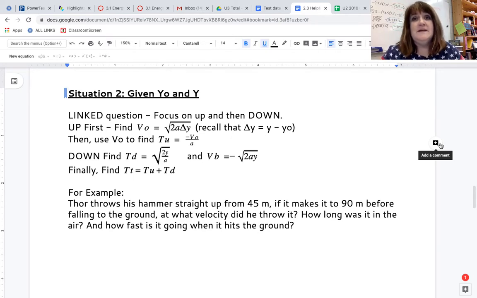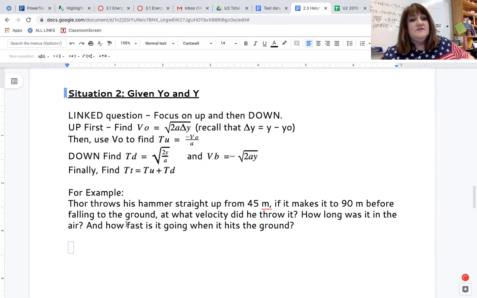So, for example, Thor throws his hammer straight up from 45 meters. If it makes it to 90 meters before falling to the ground, at what velocity did he throw it? How long was it in the air? And how fast was it going when it hits the ground? Let's get started. I'm going to add a new equation so that we can do this together.